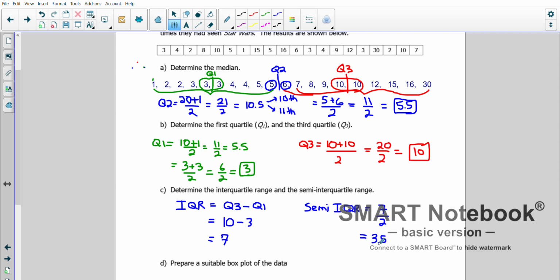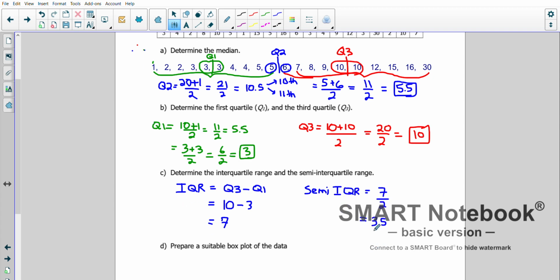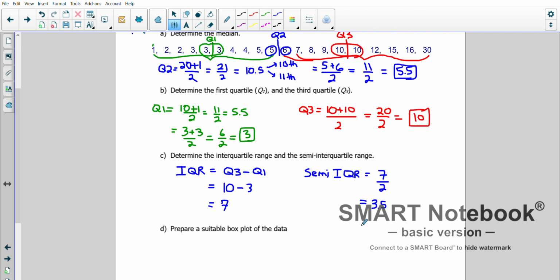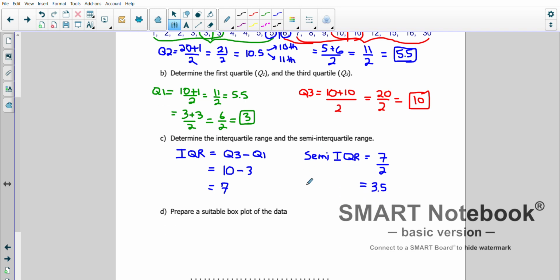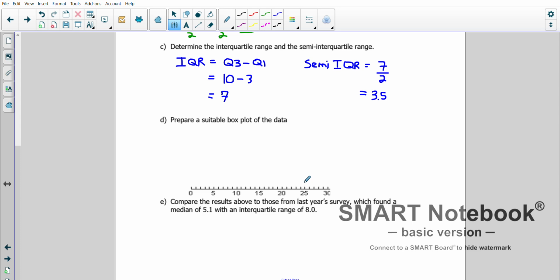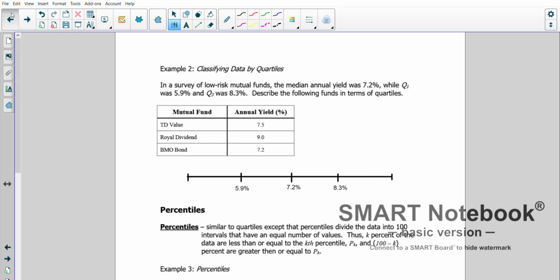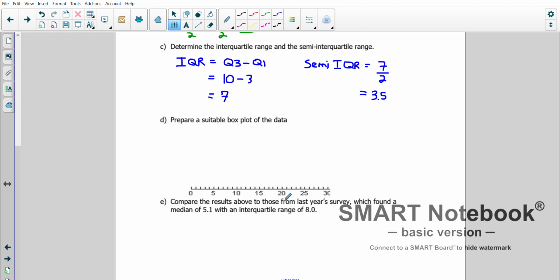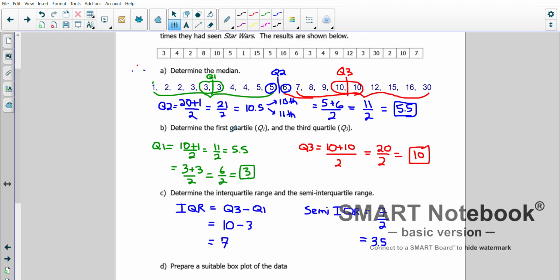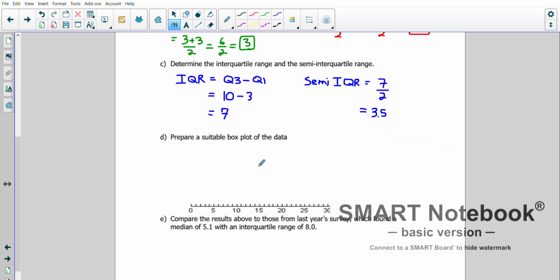So now what we're going to do is put this on a box and whisker plot. The first thing I'm going to do is make the box and whisker plot. Then I'm going to go back and determine afterwards if there's any outliers. I'm just going to do an original box and whisker plot with all the data on it, and then go back and do the modified. I don't think it even asks about outliers. If it's not specified, you should probably do a modified box and whisker plot. So the lowest data point is 1 and the highest is 30.